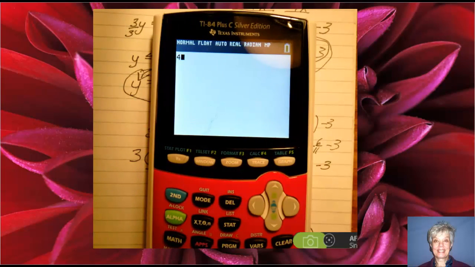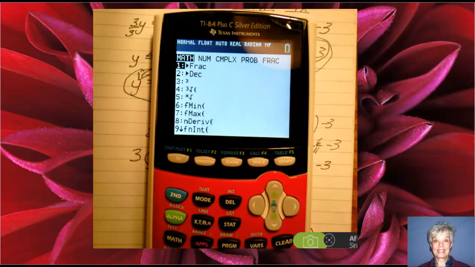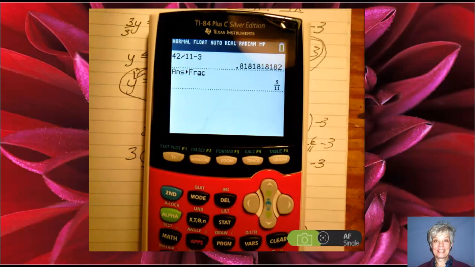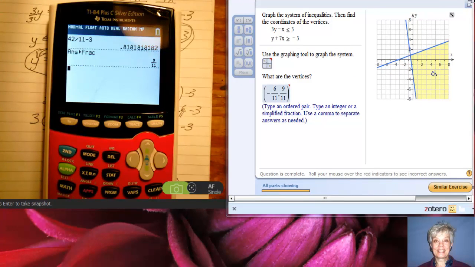So I'll say 42 divided by 11. That's 42 over 11 minus 3. Now if I hit enter, I get an ugly fraction. But if I say math, frac, enter, I get 9/11ths, and that indeed is the answer for y. So I have now found the ordered pair, negative 6/11, 9/11ths, that go right there.